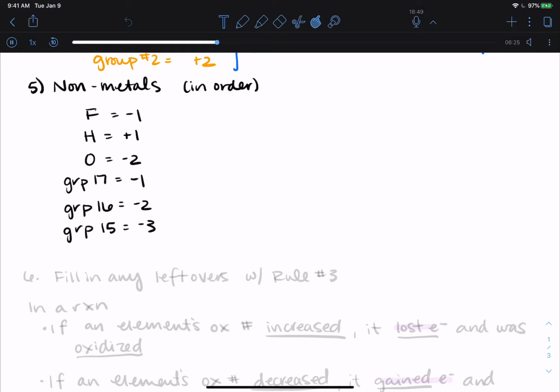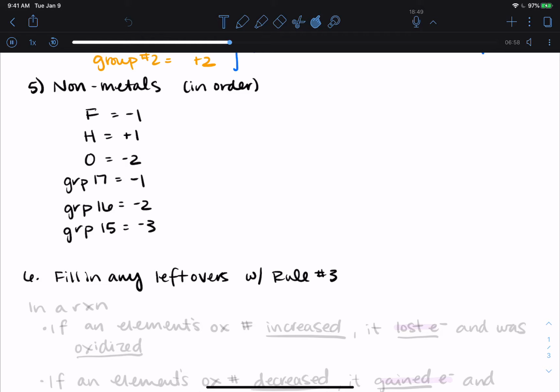And after all of this, we haven't covered every single possibility in the periodic table, but anything that's left over, you will be able to fill those in with rule number 3. So anything that we didn't explicitly cover in all of the other rules, you'll be able to get the oxidation number with essentially a process of elimination.